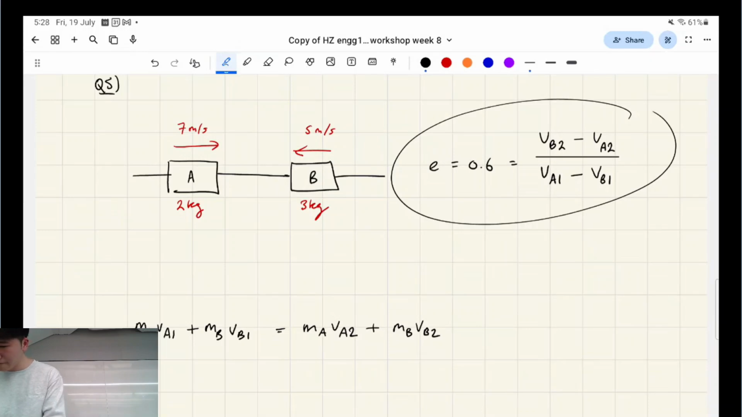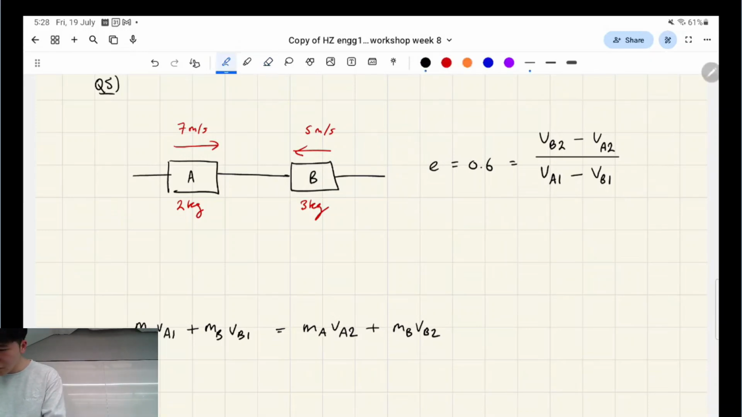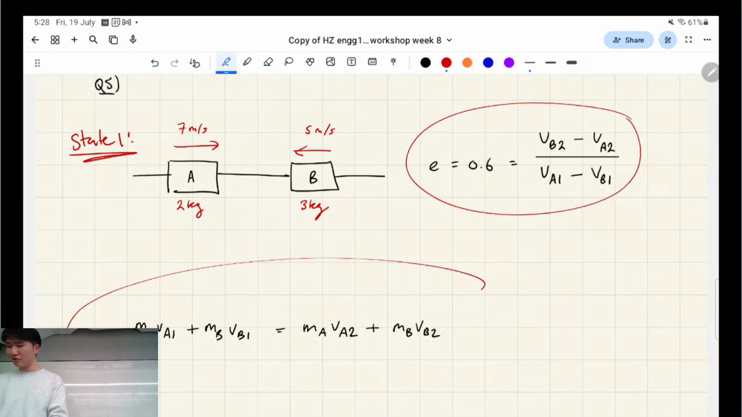So, let's just plug in what we know. We know the initial velocities, right? What we're looking at right now is state 1. This is everything before the collision. What we care about is the speeds of object A and B after the collision has happened. Essentially, we have 2 unknowns and 2 formulas. These are our 2 big formulas: the coefficient of restitution and conservation of momentum.